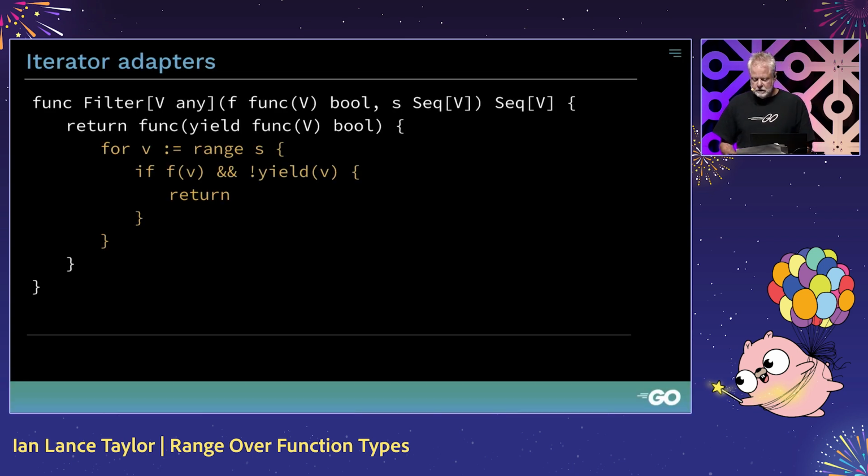Once you get past the signatures, the implementation is straightforward. We range over the input iterator, we check the filter function, and we call yield with the values that should go into the output iterator.